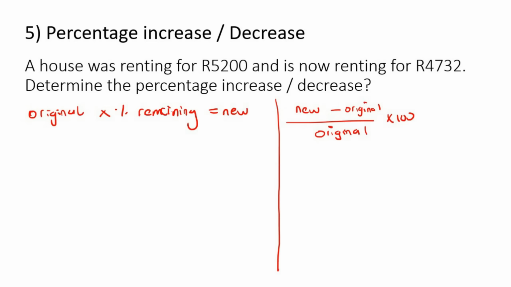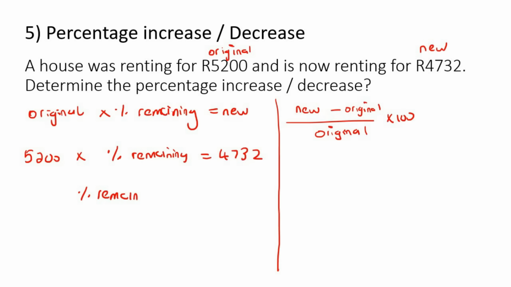So a house was renting for 5,200 and is now renting for 4,732. So this was the original price, and this is the new price. Determine the percentage increase or decrease. The original price was 5,200. The percentage remaining, we're not sure what that is. And then the new price is 4,732. So to work out the percentage remaining is going to be 4,732 divided by 5,200. And then just remember to multiply by 100, just like we do here, to get it into a percentage. And so the percentage remaining is 91%.